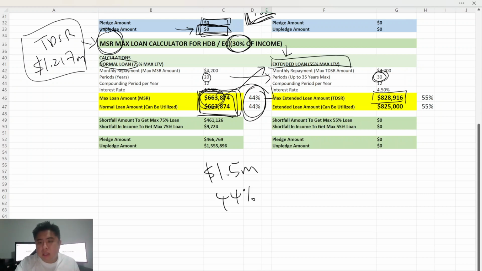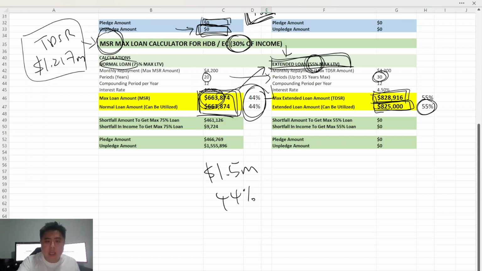Okay, but again, the same as per what we have gone through just now, because under extended loan, the max LTV is only 55%. So even though now we are able to get 828, we are only able to utilize 825, which is the max of 55%. Alright, so this is number one, adopting an extended loan.